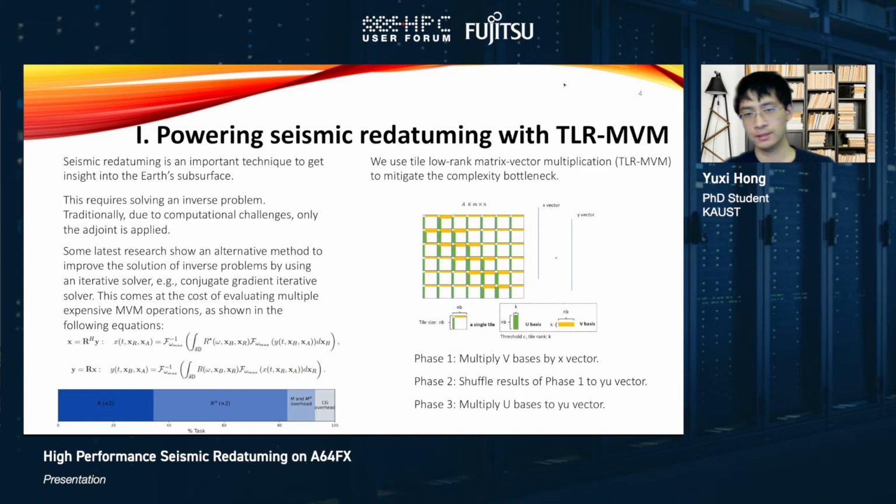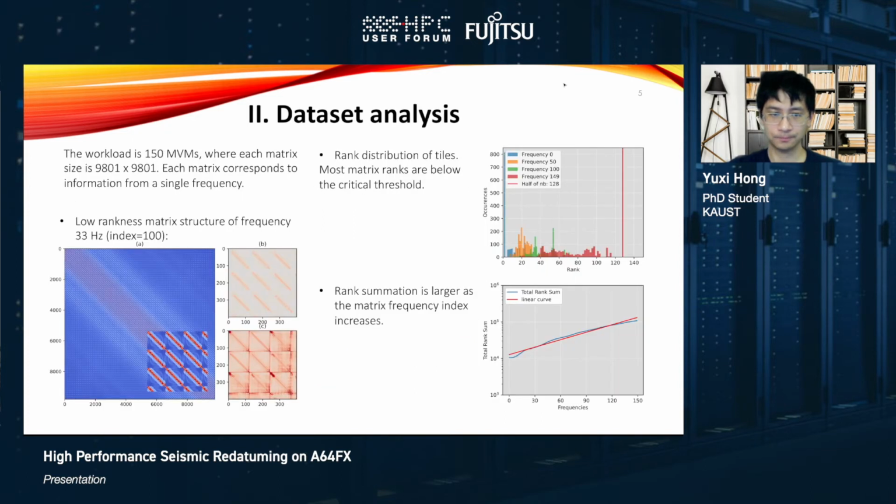So what we do is use tile low-rank matrix vector multiplication, also known as TLR-MVM, to mitigate the complexity bottleneck. What do we do? First, we divide the matrix into several blocks, and we use the SVD and a threshold to get a part of the U bases and V bases. We first multiply the V bases by X, and then we shuffle the result of phase 1 to Yu, and then we multiply the U bases to Yu.